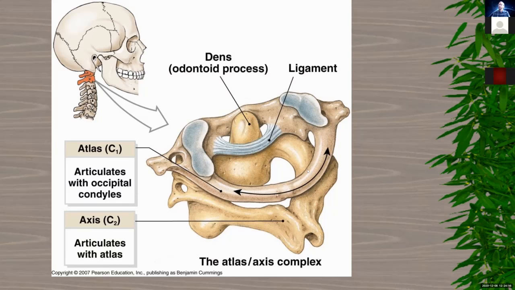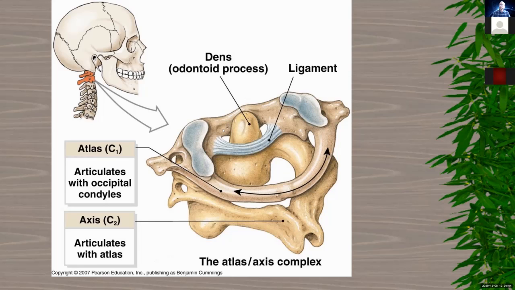And it allows for this left to right twisting. So when I turn my head this way, I'm pulling on my atlas to spin on top of the axis. When I turn my head this way, I'm pulling muscles to pull my C1 atlas on top of the C2 axis. And the way this works is kind of interesting.